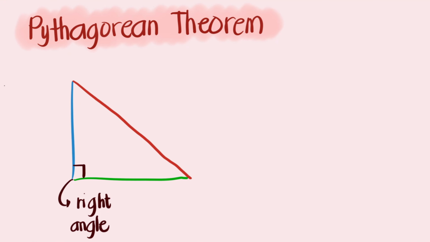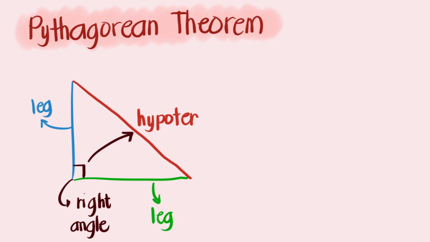The sides which are adjacent to the 90-degree angle are the legs of the triangle. This one is a leg, and this one is another leg, and they are perpendicular to each other. The side across the 90-degree angle is the hypotenuse, and it is also the longest side of the right triangle.